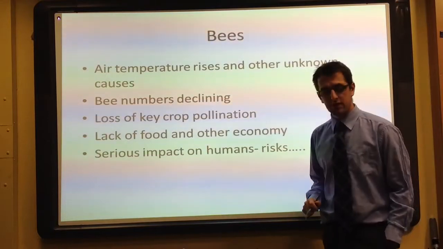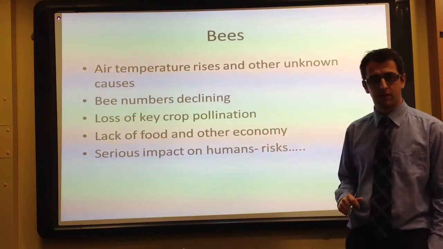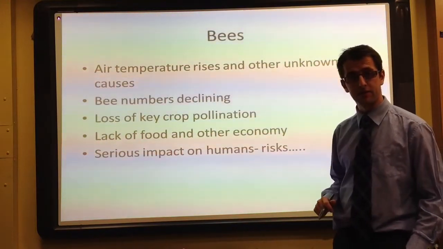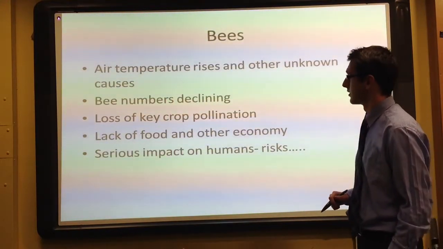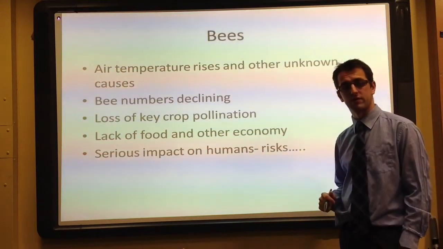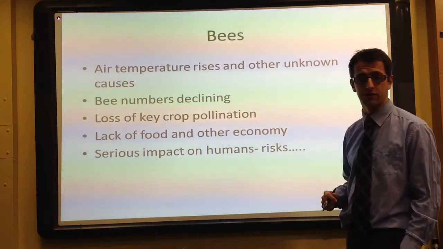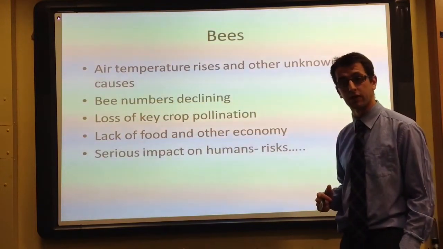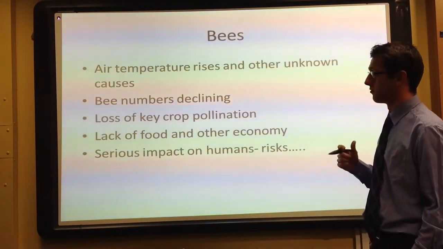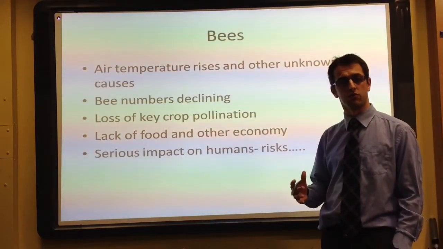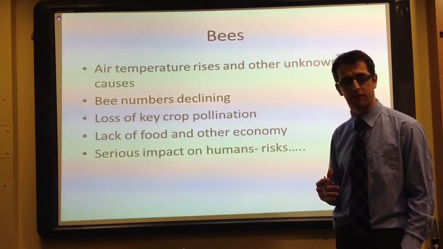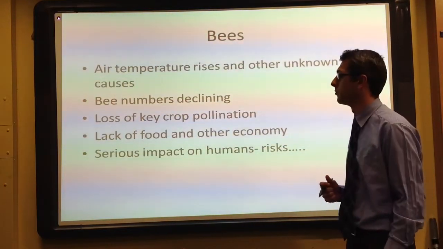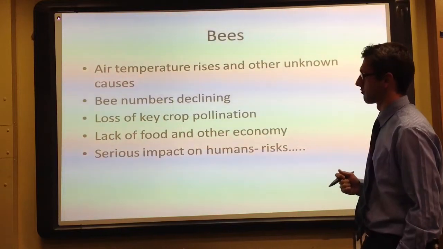The key example you need to know in your specification for the International AQA GCSE is something like bees. The UK bee population is currently under threat, and the consequence of that is much bigger than you or I probably actually appreciate. For many unknown reasons, but the assumption and expectation is that it's due to air temperature changes as well, linked with global warming, the numbers of bees are rapidly declining.